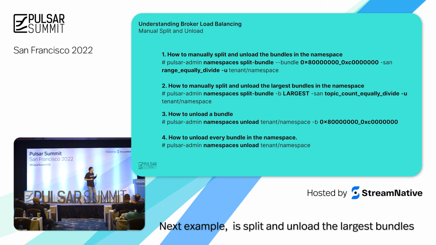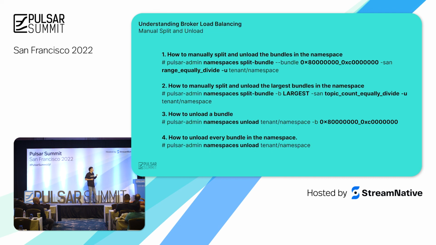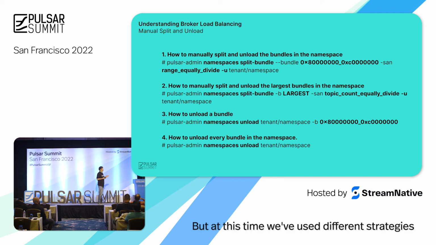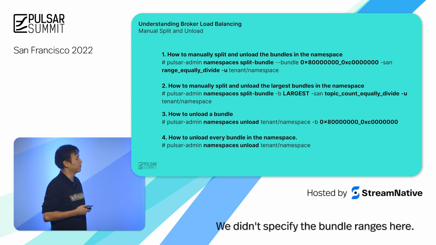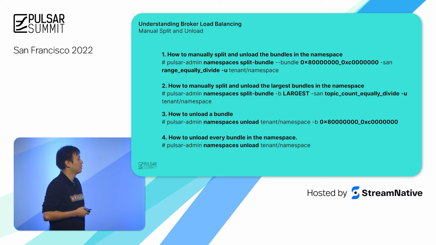Next example splits and unloads the largest bundle with the same options. But this time, we use a different strategy. Here, it uses an equal topic count strategy. And as you can see, the bundle option is largest. We didn't specify the bundle range here.